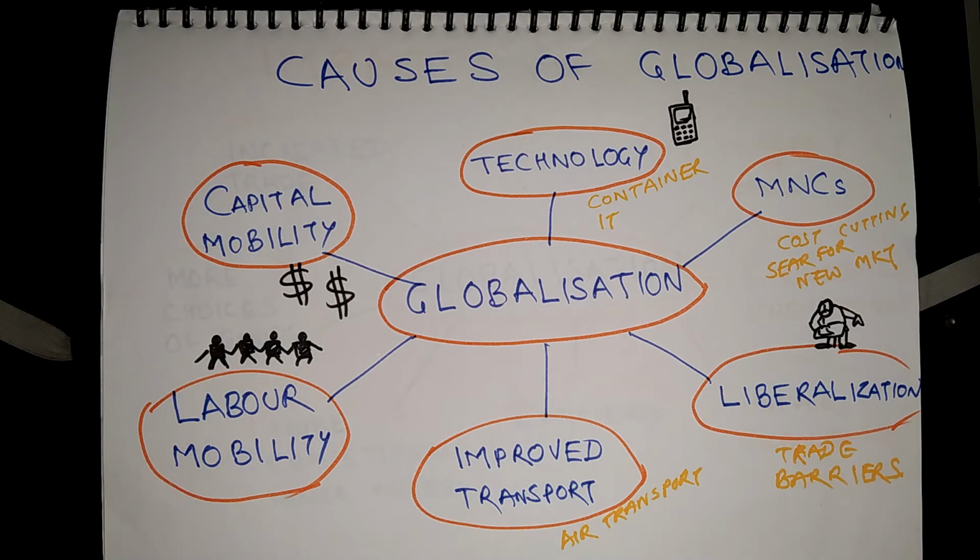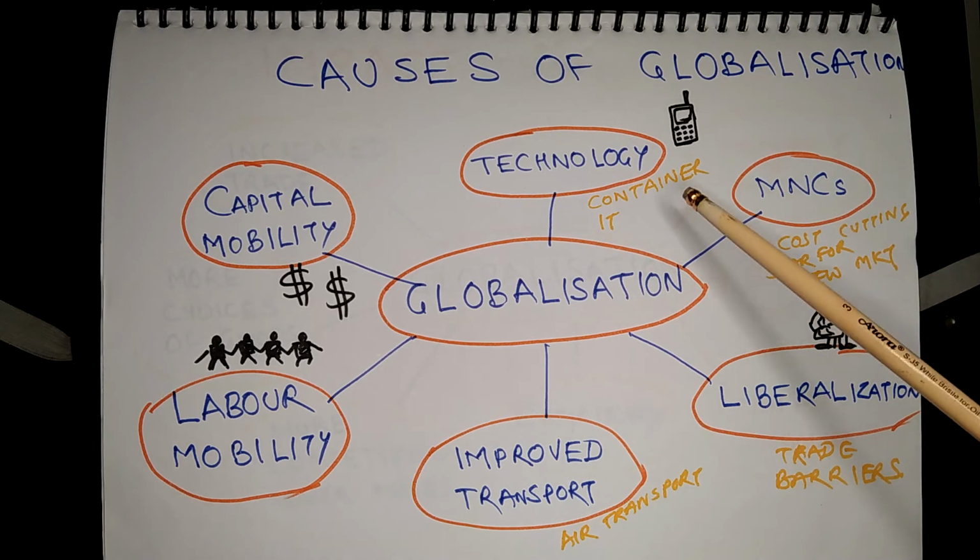It reduced the cost of handling the goods at ports. It also reduced the time for handling the goods at ports. So thus the container facilitated a smoother flow of goods, and it helped in improving trade. Another example is developments in information technology.